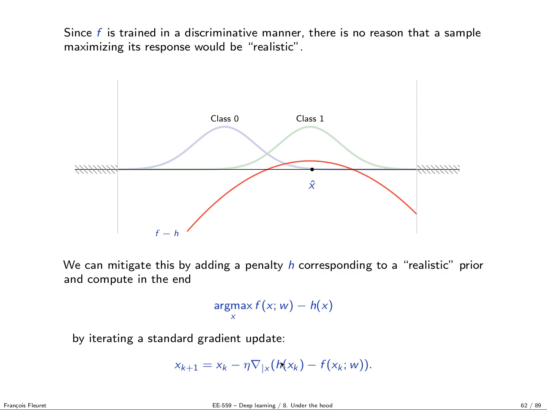So now what is a reasonable penalty term? Because in this simple example, it's very nice to have this little curve, but what can we use for real images?